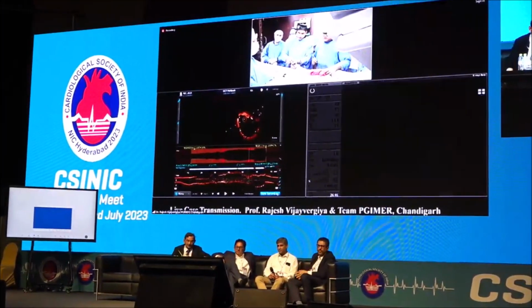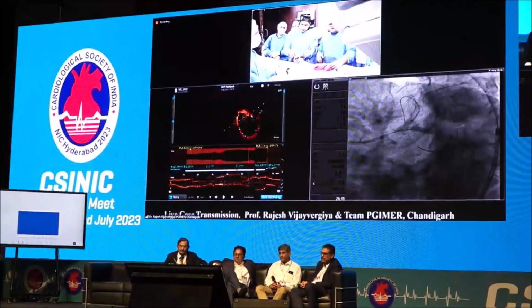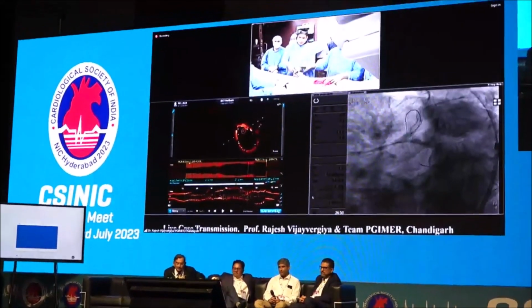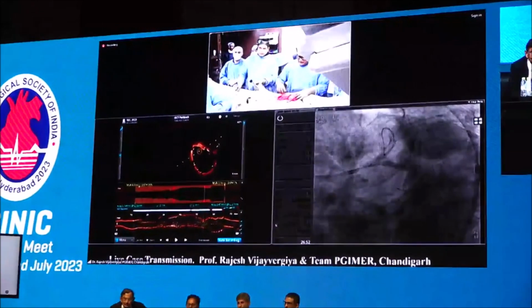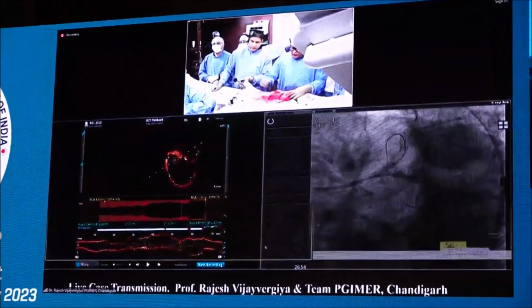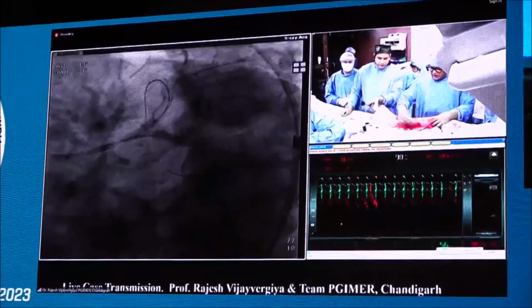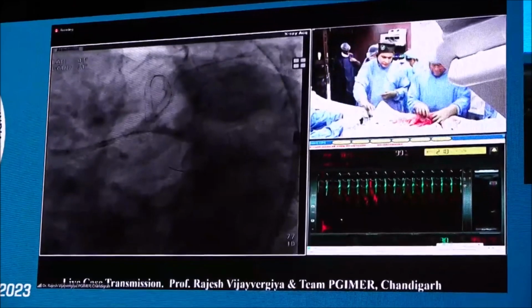So this is the kissing balloon with the 4 across the LAD, 3.5 across the LCX, negative. And now we are going to do the POT with 4.5, the final POT across the left main.